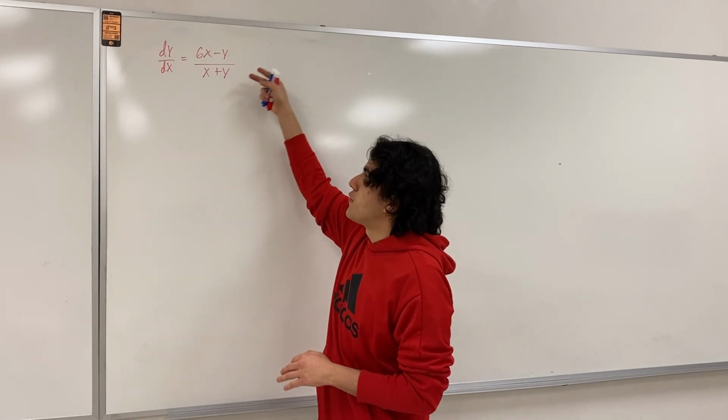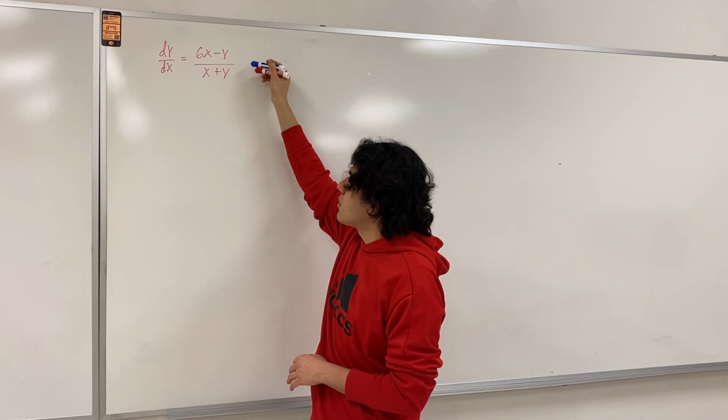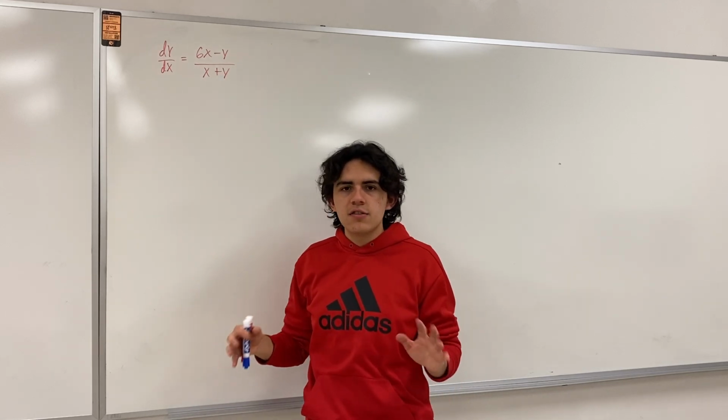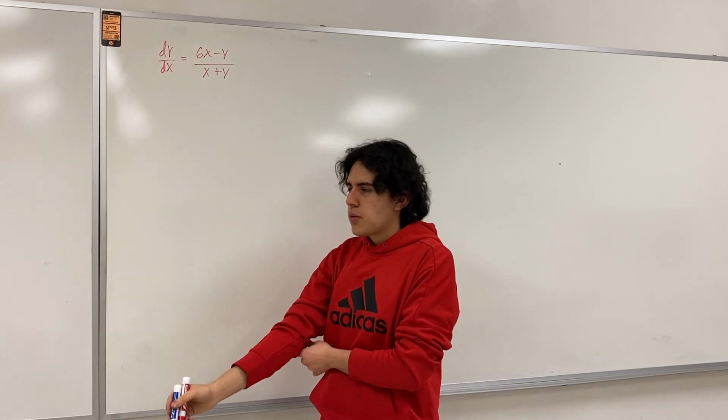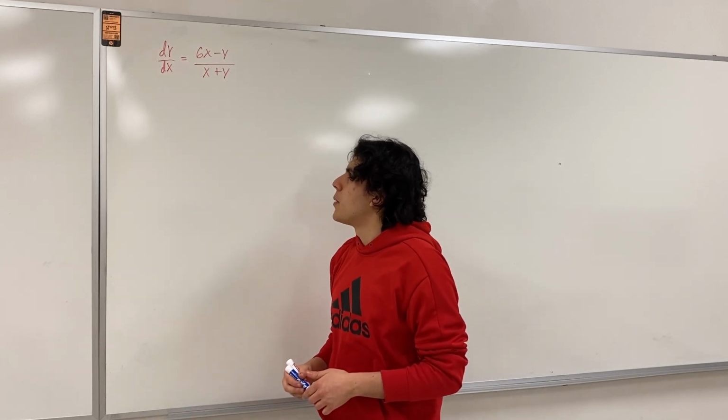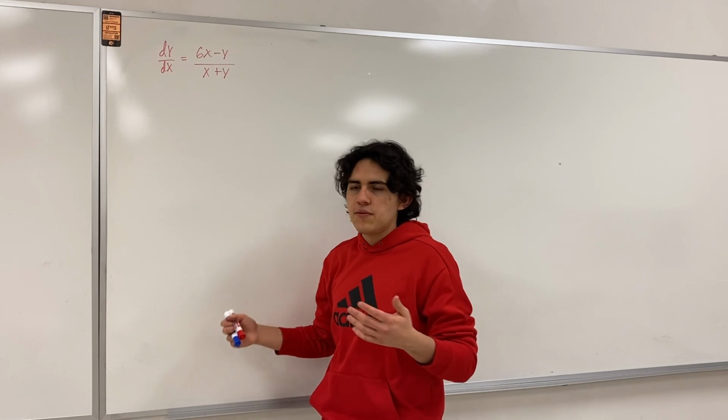In this case, we have two linear expressions. We have x, y, nothing is raised to any strange power. So that means that this is going to be a homogeneous differential equation. And you can tell that just by observing it and thinking what's going to happen if you multiply x and y by a factor.